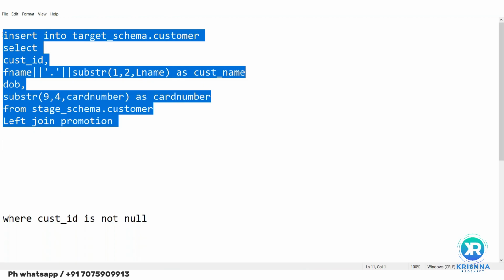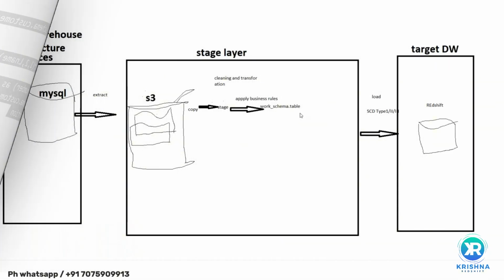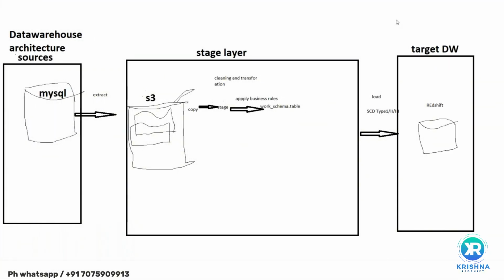And of course, if you know rank and row number, sometimes some unique situations will come to use them. Yeah, you would be able to write. So once your data is loaded into the work table, it will be loaded into Redshift again using SQLs, insert select. Here also table to table, right? Work table to target table.